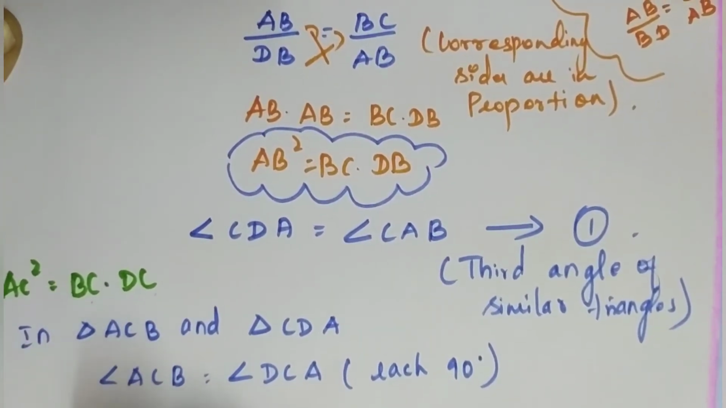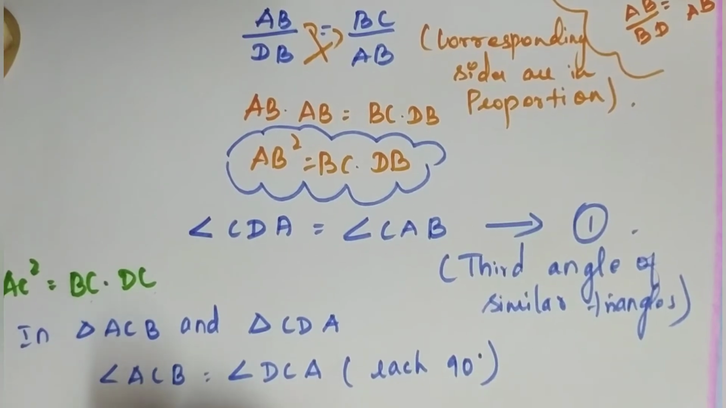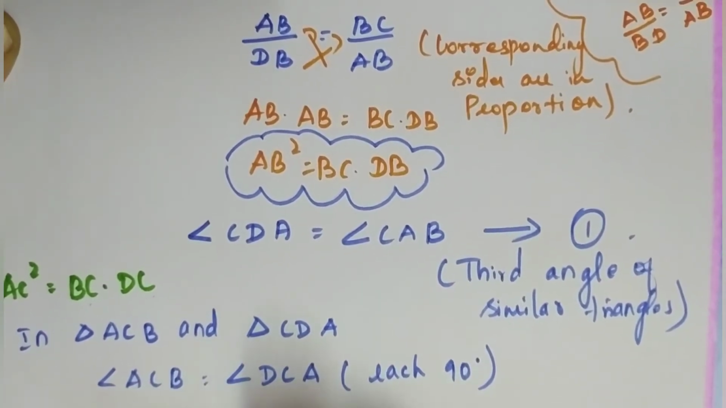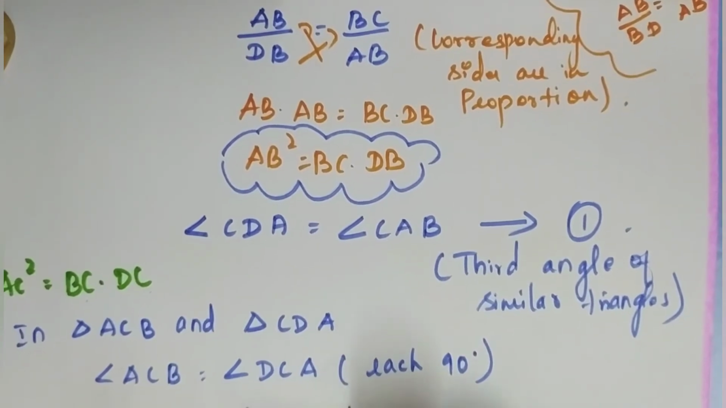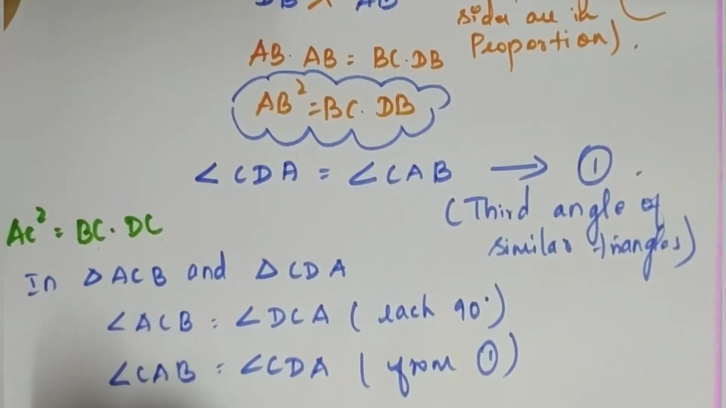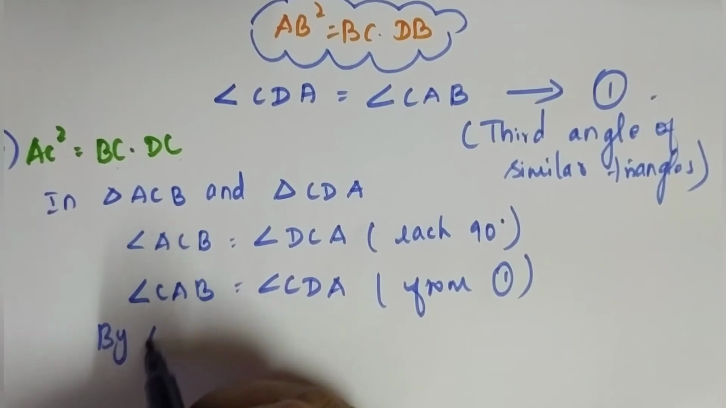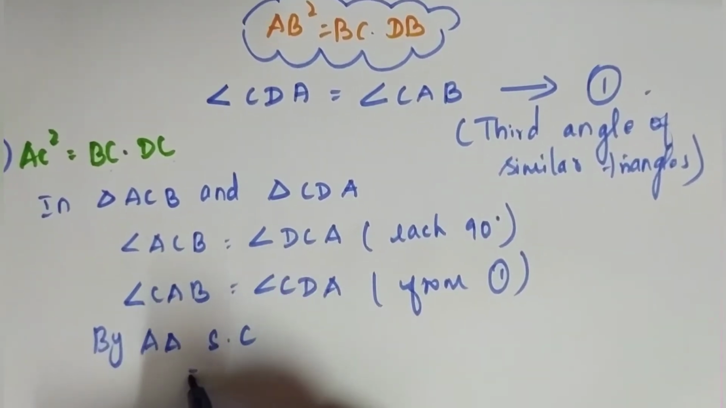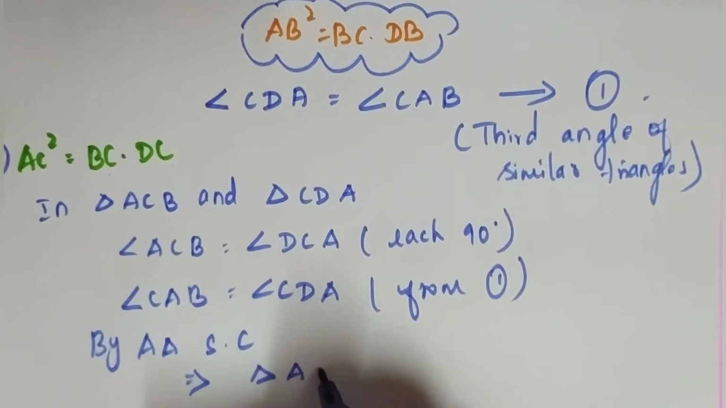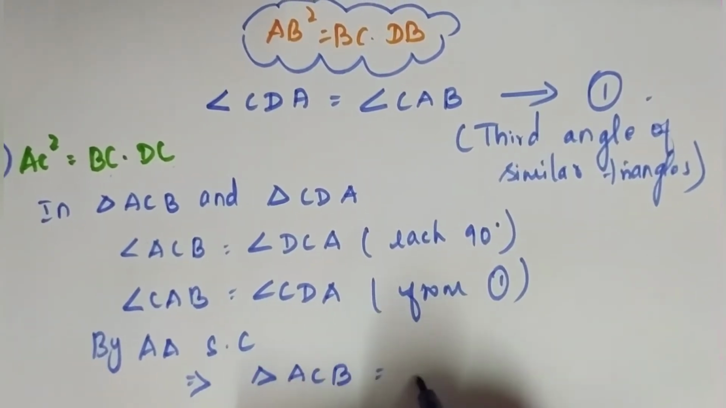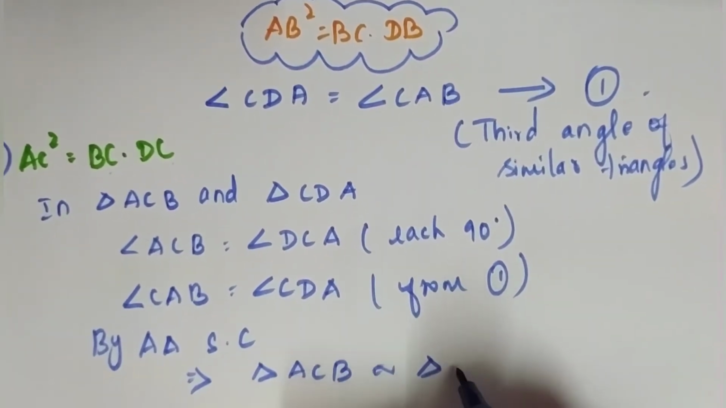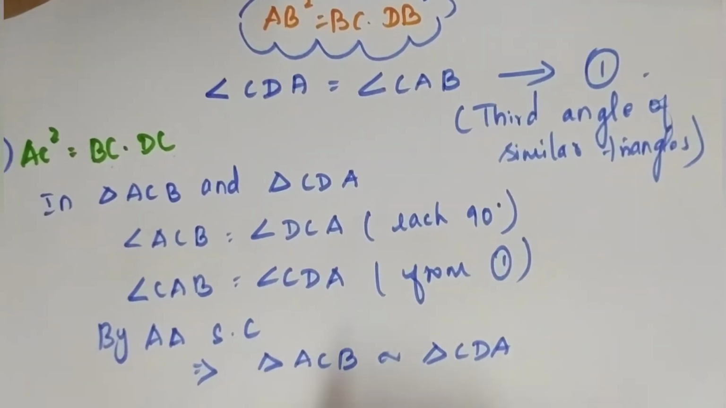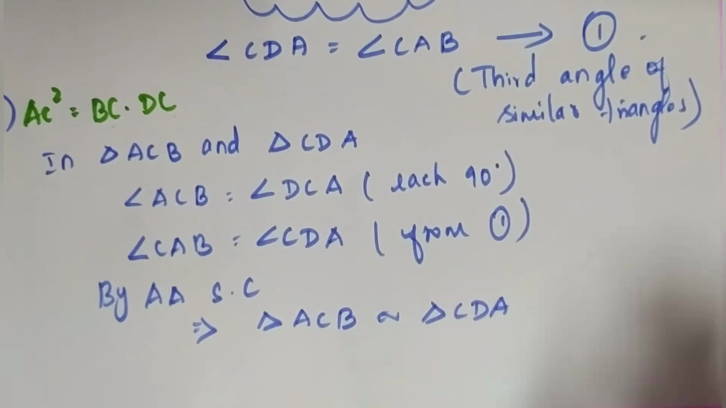So you can write that here, angle CAB is equal to angle CDA from 1. Now we can tell that by AA similarity criteria, triangle ACB is similar to triangle CDA. Okay, now we proved that the two triangles are similar.